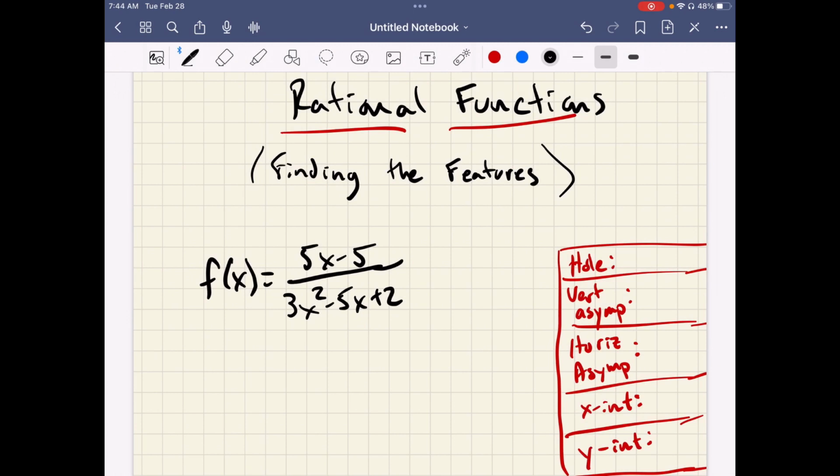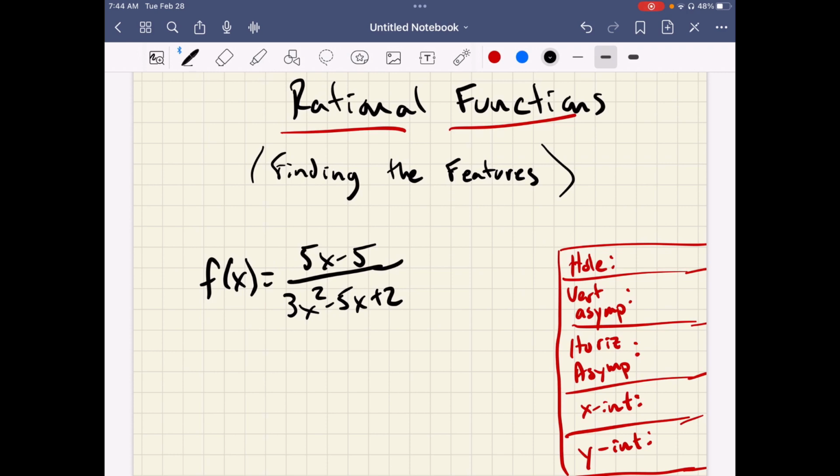Alright, in this video we're going to put everything together finally. We're going to take this rational function and find all of the features that we've discussed so far: the hole, vertical asymptote, horizontal asymptote, y-intercept, and x-intercept. I like to start with the hole.